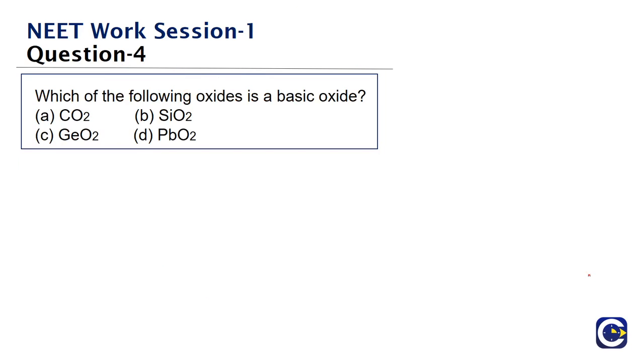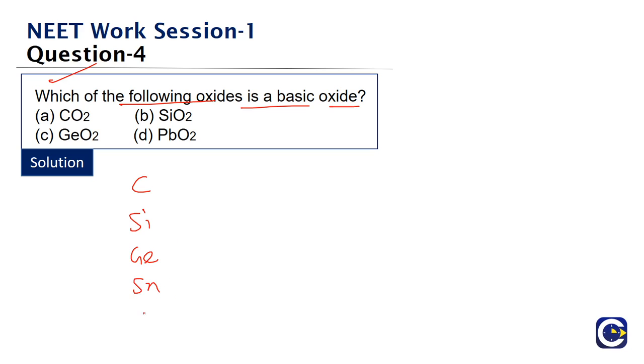Now we will move on to the next question. Look at question number 4. Which of the following oxides is a basic oxide? So what are these elements given over here? Carbon, silicon, germanium. Then the next element that will come in that group will be tin and then lead. Of course, here tin is not given.